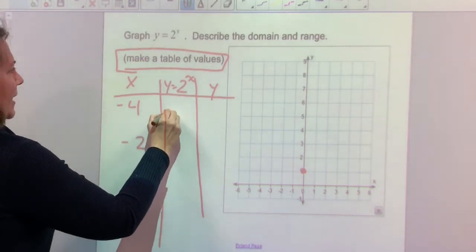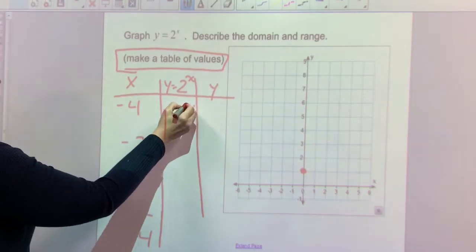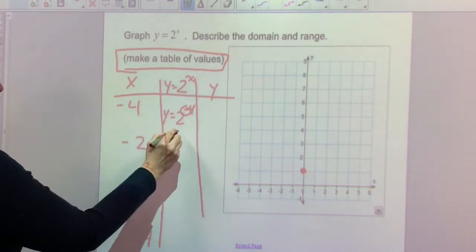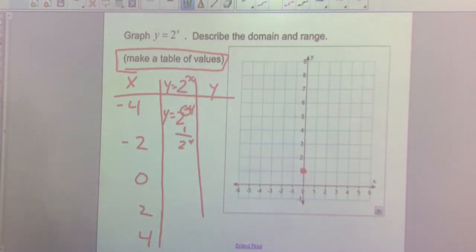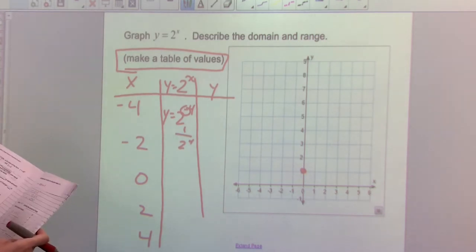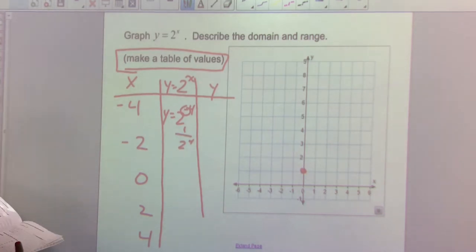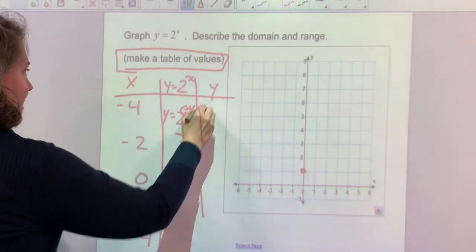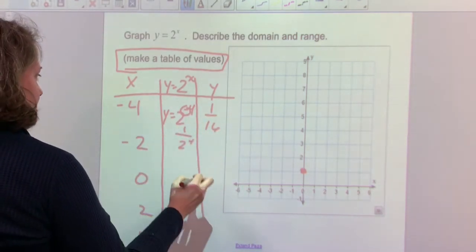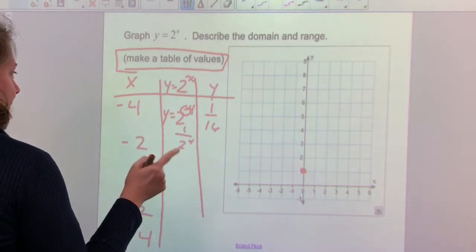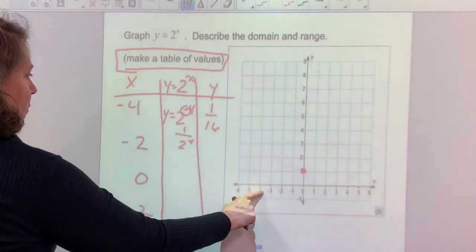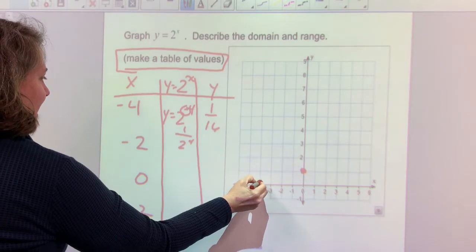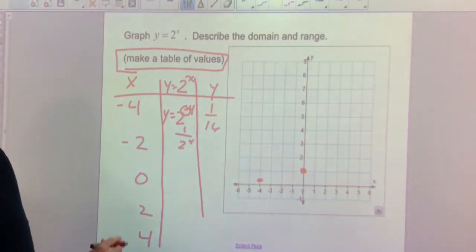These are arbitrary numbers that I'm just choosing, but I want to spread it out a little bit more. So, y equals 2 to the -4 power. It is a negative number, so I know it's 1 over 2 to the 4th power. I'm going to use my calculator. 1 over 2 to the 4th power. 2 times 2 is 4, times 2 is 8, times 2 is 16. So when x is -4, 1/16 is my y value, so I'll graph it.